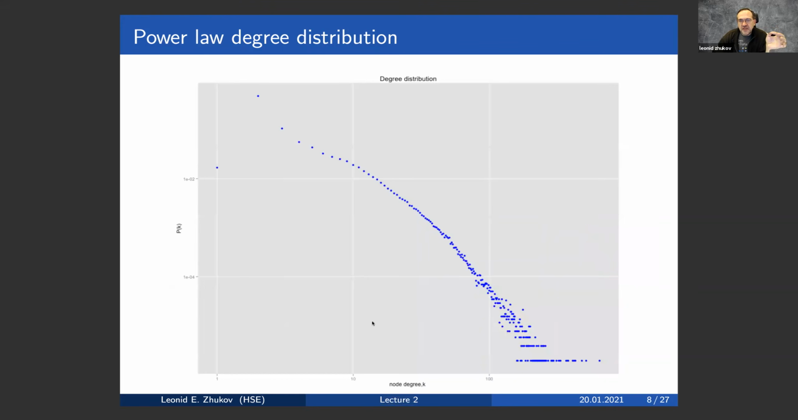Here I just zoom into the same distribution that I just showed you in the previous slide. You can see that every point here corresponds to the number of nodes with a certain node degree.